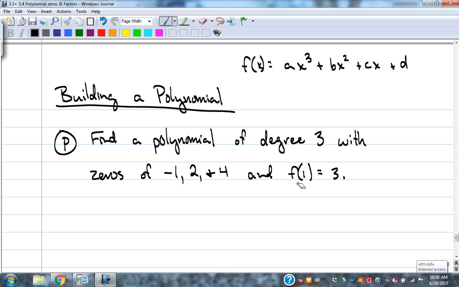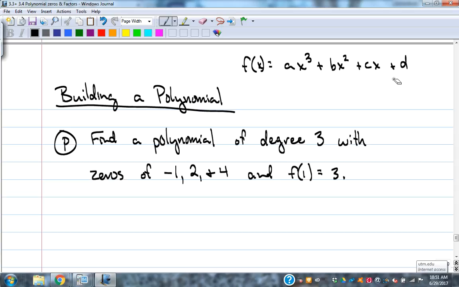So what they're saying is, okay, it's going to have these 3 zeros, and then you're going to build the polynomial, and if I plugged in 1 for x, it should equal 3 when you work it out. So you're going to build this polynomial that's going to, in the end, look like this. But the a, the b, the c, and the d are going to be numbers. We're going to find those numbers that go there, okay?